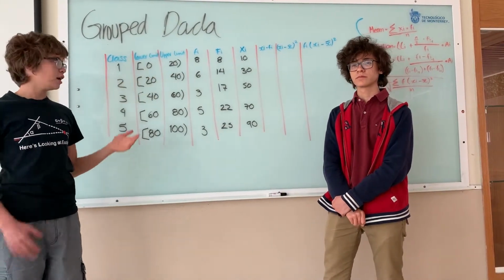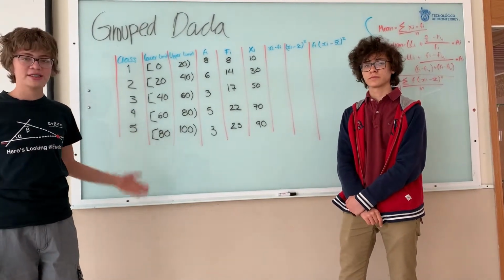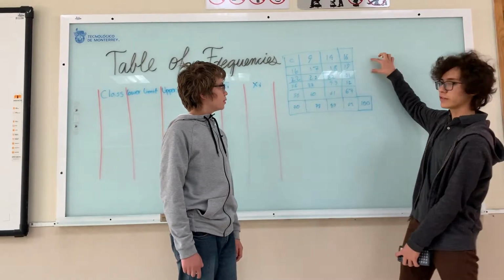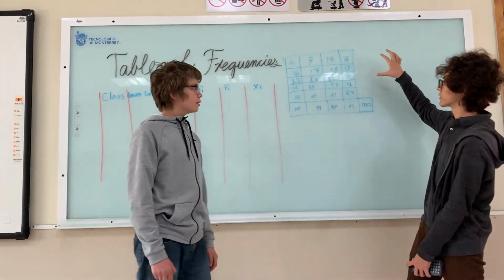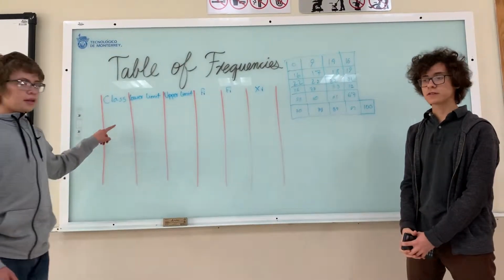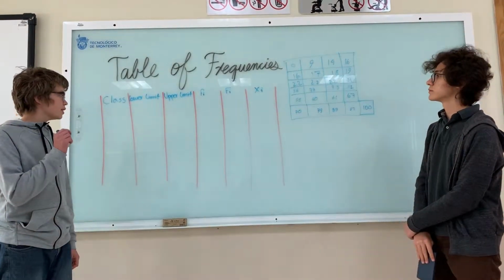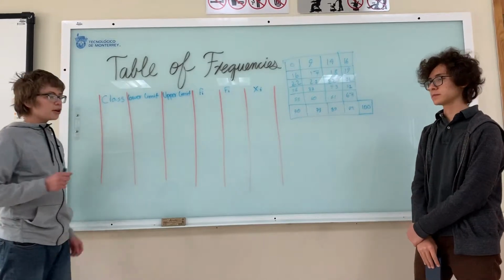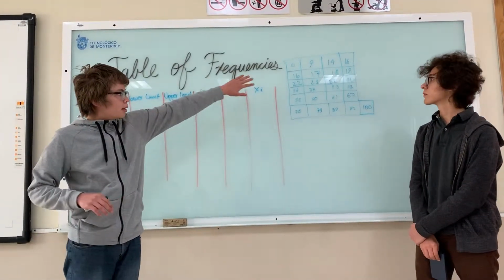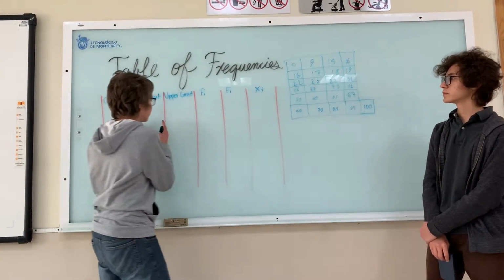So now we're going to see how to make a table of frequencies. Here we have a table with a lot of values. We have 25 values, and then we need to put them in the table of frequencies. A table of frequencies needs classes. So you're basically going to make intervals, and you're going to group all the individual values into ranges.